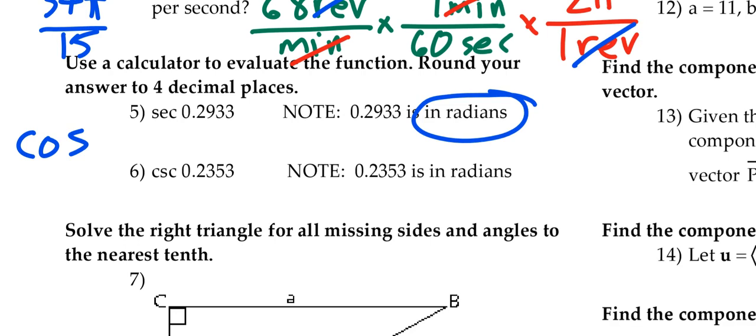Now, how are you going to alter 0.2933 to figure out what radian we need to put in there? 1 over that, right? I'm not going to waste my time figuring out what decimal that is. I'm just going to type it like this. Negative 0.964.